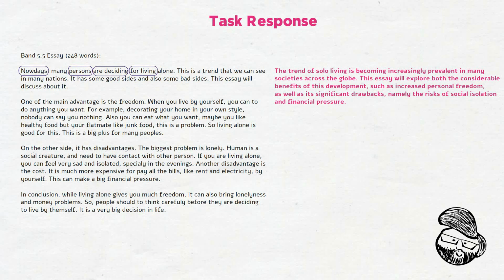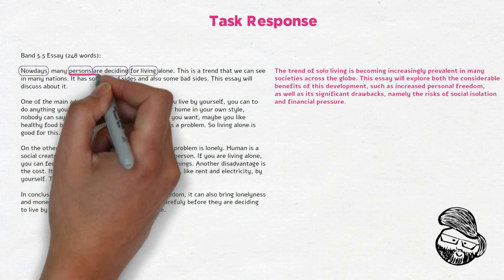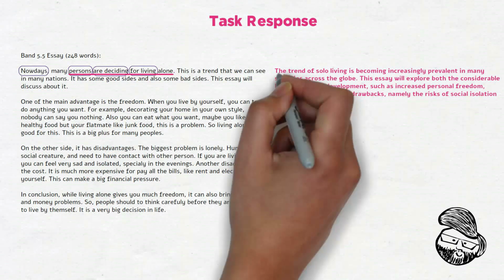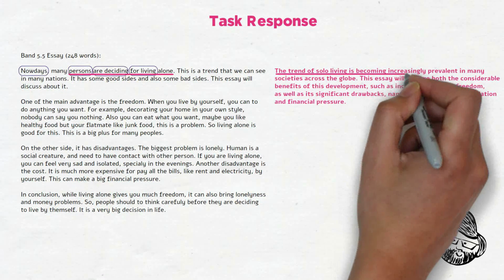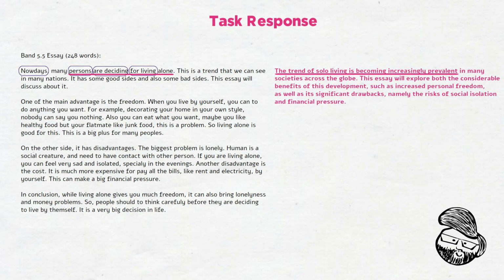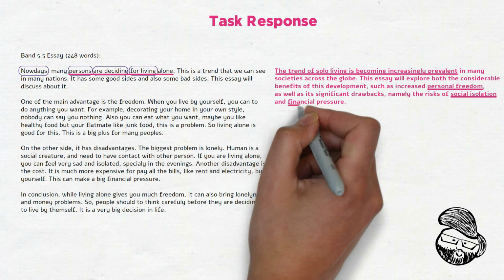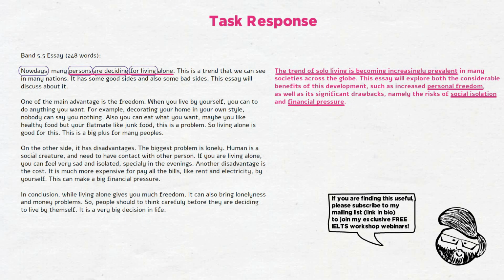It uses sophisticated paraphrasing. Persons are deciding for living alone becomes the trend of solo living is becoming increasingly prevalent. More importantly, it specifically forecasts the arguments: personal freedom versus social isolation and financial pressure. This provides a clear, detailed roadmap for the examiner.